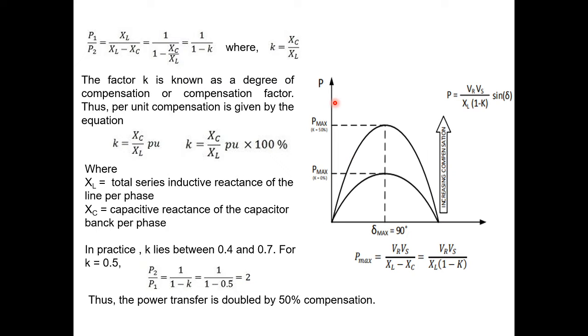When I would like to plot one graph between power versus load angle, let the initial power here be Pmax and the K degree of compensation here is how much? 0%. If I would like to make the compensation K equal to 50%, means the degree of compensation is 50%, the entire power will become double, increasing the power value. Observe that thing.